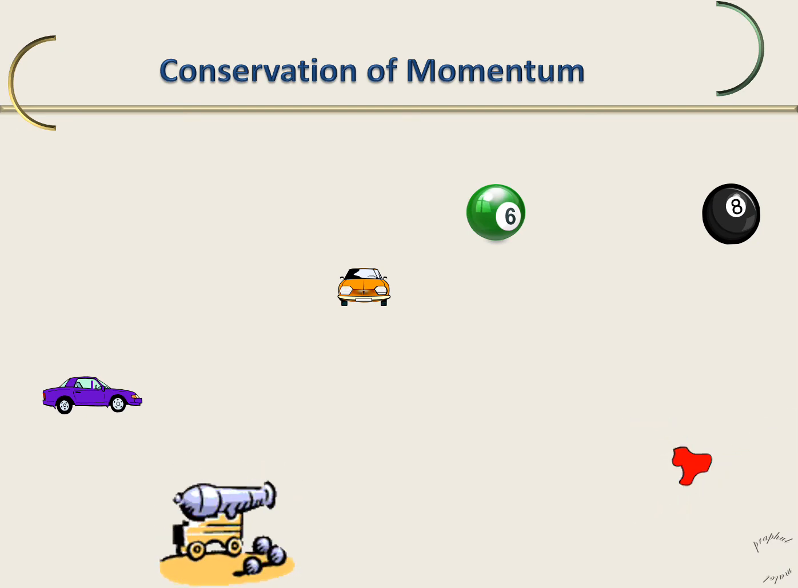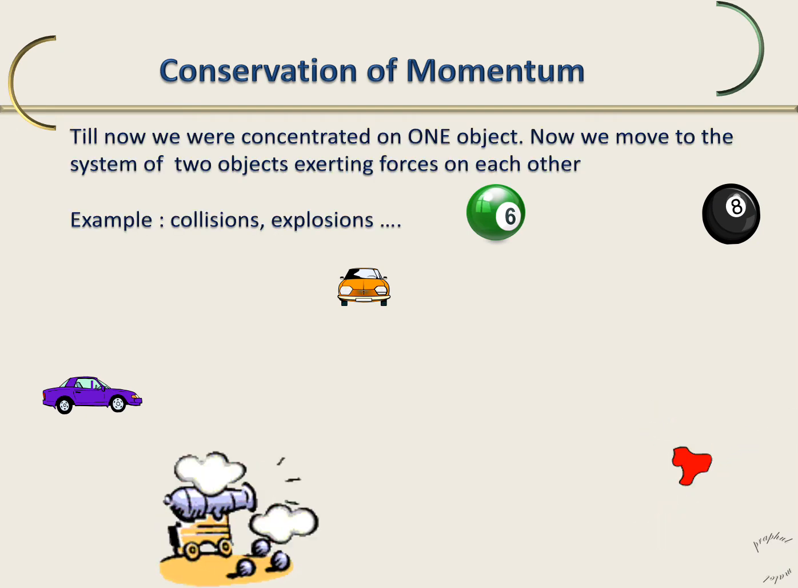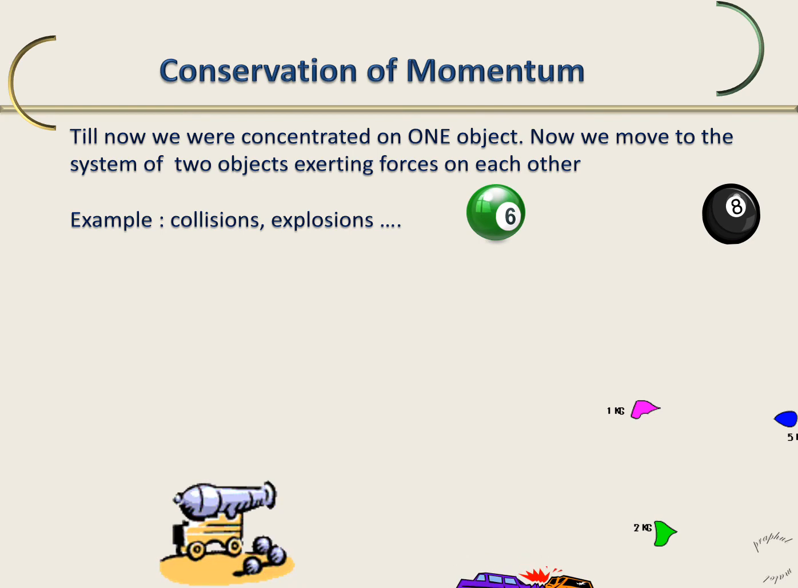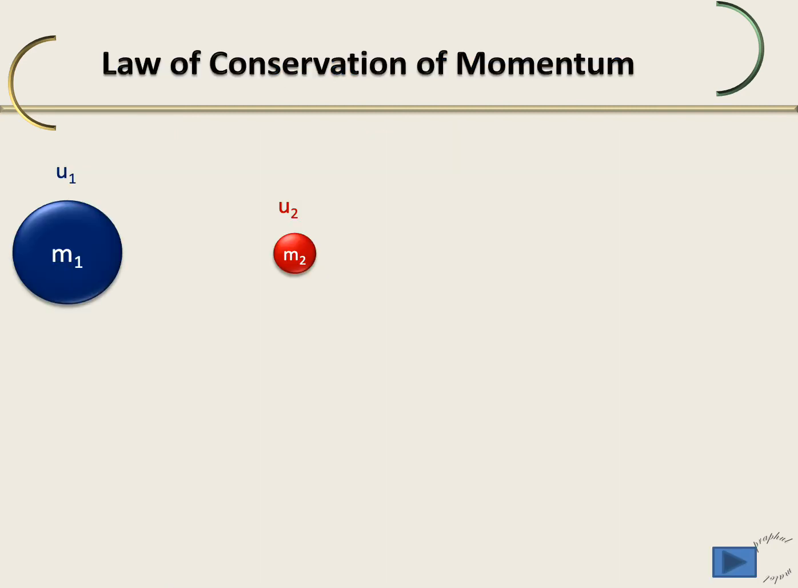Momentum is so special because of its conservation. Momentum is always conserved. What's the meaning of conserved? So let's see an example. What's the meaning of momentum is always conserved? Let's see what's the meaning of saying momentum is always conserved, or let's see what you mean by the law of conservation of momentum.